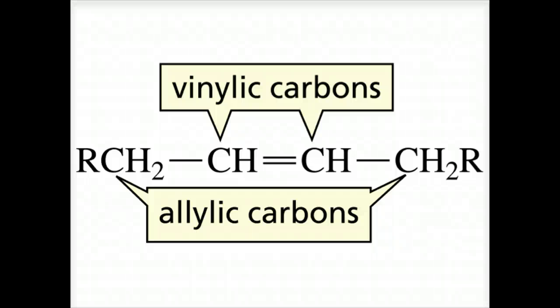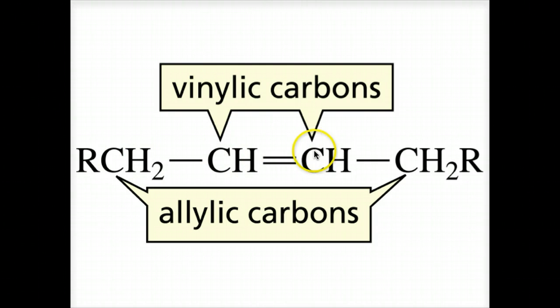Let's talk about some important terminology that's associated with alkenes. You can see on the slide the use of the term vinylic carbons. The sp2 carbons of an alkene are called vinylic carbons. An sp3 carbon that is adjacent to the vinylic carbon is called an allylic carbon, as indicated here on the slide.